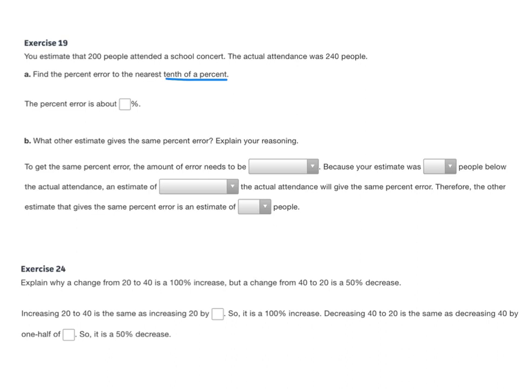So the first thing we do is subtract these two numbers like we've been doing. 240 was the actual amount. Always do the biggest one minus the smallest one. You predicted there was 200, and that's a change of 40. So you were off by 40. Now you put it over the actual amount. Well, if you read, it says the actual attendance was 240. So don't put it over 200, put it over 240.